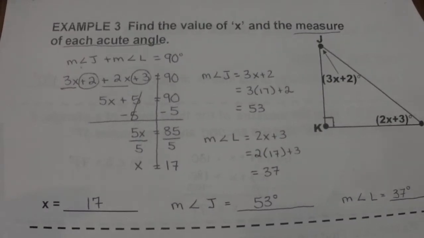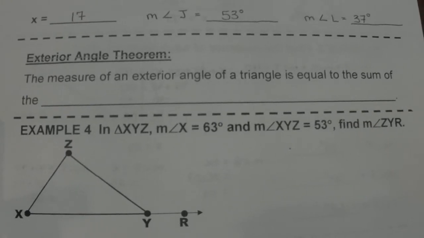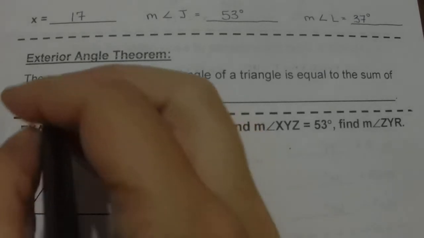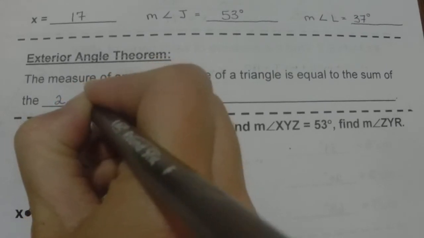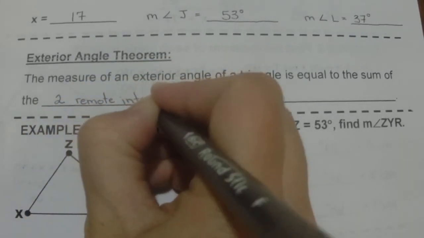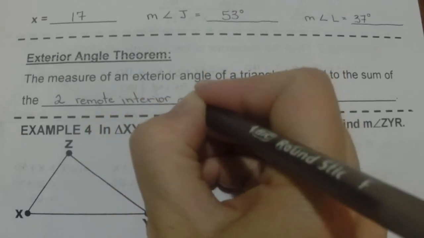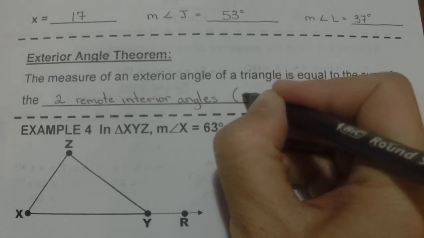All right, let's talk about exterior angles. The measure of an exterior angle of a triangle is equal to the sum of the, we talked about this in the lab, two remote interior angles. What that means is the two that are the farthest away.